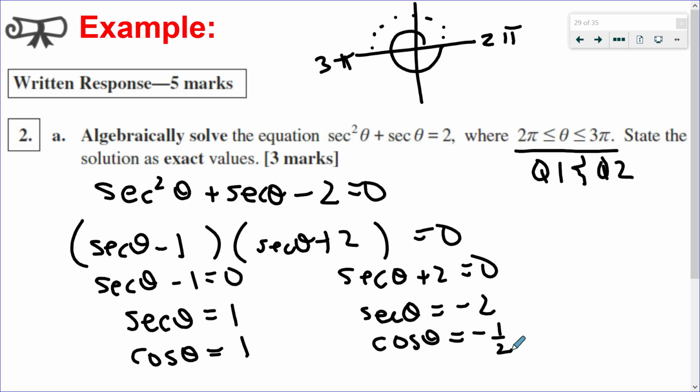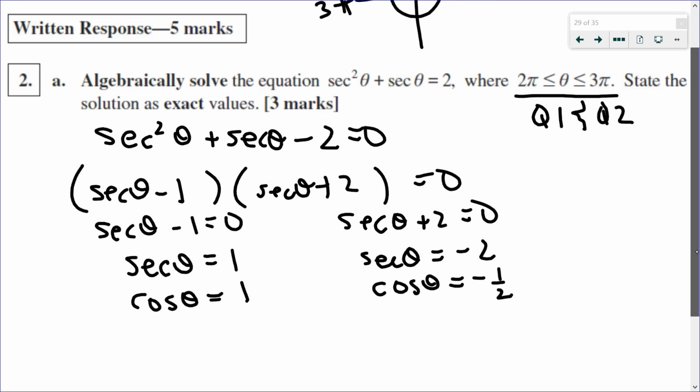Okay? So stating the solution as an exact value, again, tells me I'm at a point on the unit circle. So cosine is equal to 1 at 0. So what I need to look at is, it's not 0 because it starts at 2 pi. Now it's equal to 2 pi, so I'm going to say that it is equal to 2 pi. It can't equal 0 because that's not in the domain restriction. So we have to go around the circle, and it's 2 pi.